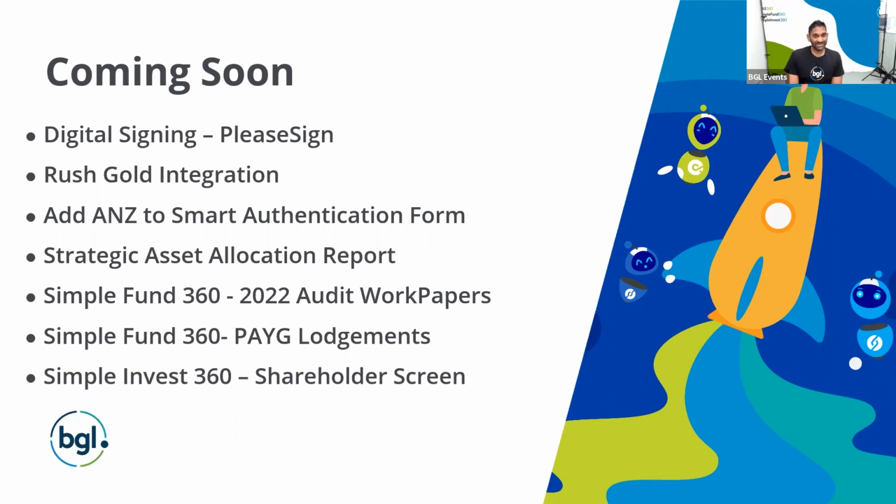Another big ticket item we're working on is pay-as-you-go summary lodgements. It's currently in closed beta for a couple of clients. We'll see how their July lodgements go. Assuming it's all good, we will open it up to all clients sooner rather than later. We just want to make sure that it's fit for purpose and that it works. In terms of Simple Invest 360, their next big project is the shareholder screen, which is what they are currently working on.